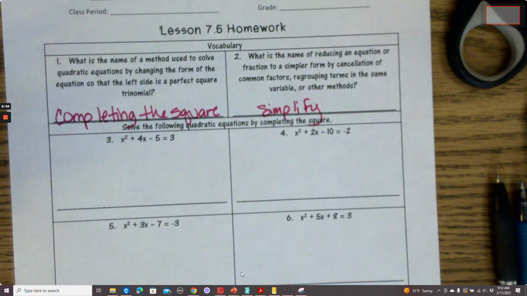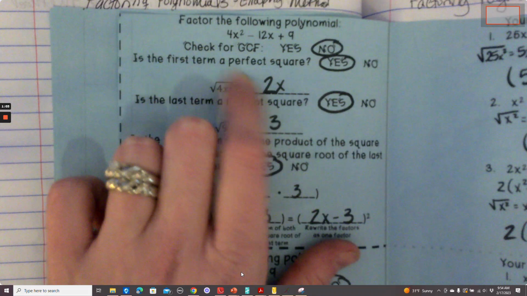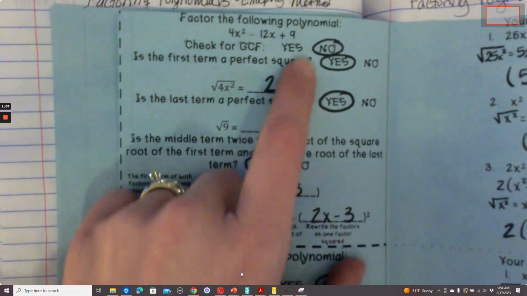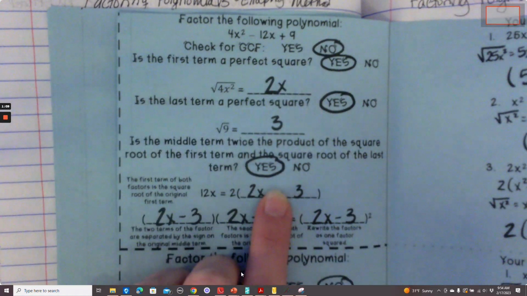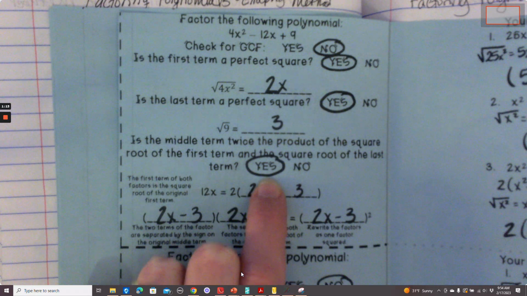All right, so what we're trying to do is make a perfect square trinomial. So I'm going to flip back in our notes to those perfect square trinomials so you can see what they look like. Okay, so perfect square trinomials, where is the first term a perfect square? Is the last term a perfect square? Yes. And then is the middle term twice the product of the square root of the first term?